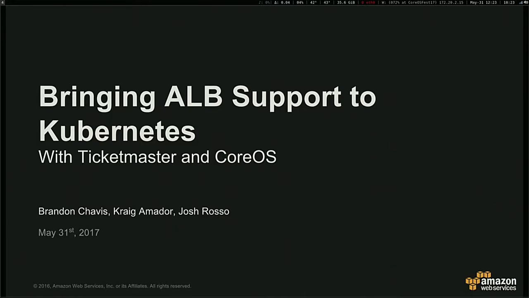I'm Brandon Chavis. I work for Amazon Web Services. I'm joined by Josh Rosso of CoreOS and Kraig Amador of Ticketmaster. Today we're going to be talking about using the ALB, or Amazon Application Load Balancer, with Kubernetes. The gist of this talk is that CoreOS and Ticketmaster have collaborated on an Ingress controller that allows you to spin up all the necessary resources to use the application load balancer with Kubernetes.